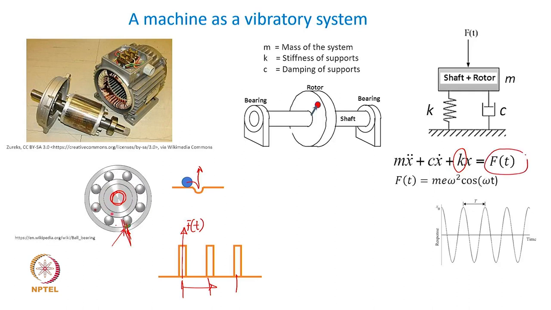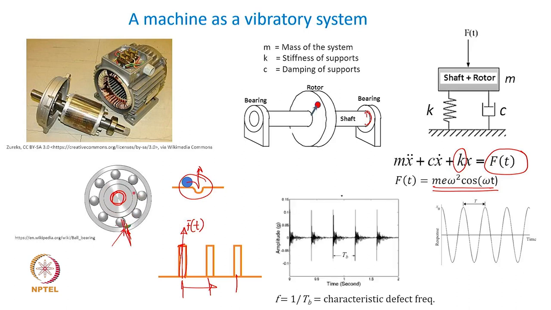This actually means that the force in this particular governing equation of motion is going to be modified, because this F of t is not only going to be this, but a sudden impulsive excitation force because of the interaction of the rolling ball over the defect, which is going to create an impulsive loading on the bearing inner race. And the inner race is nothing but fixed on the shaft.